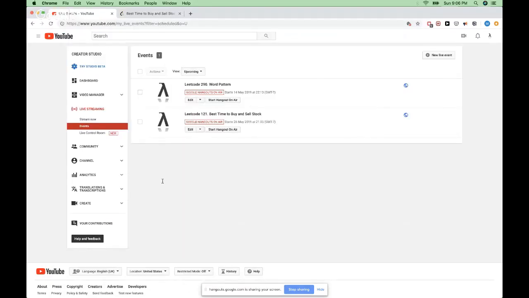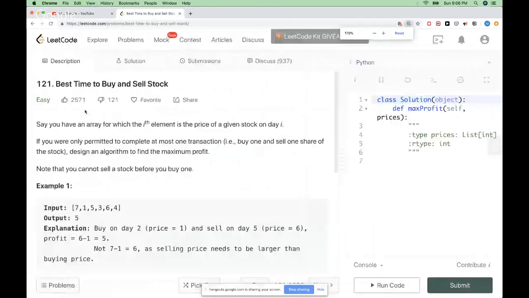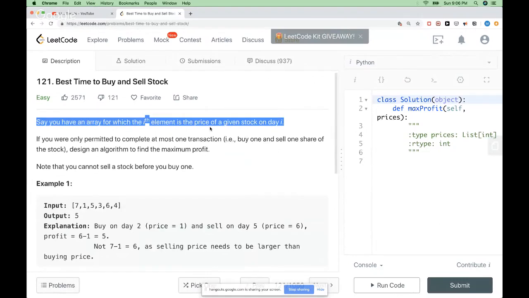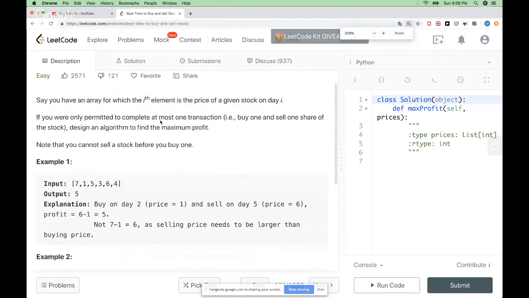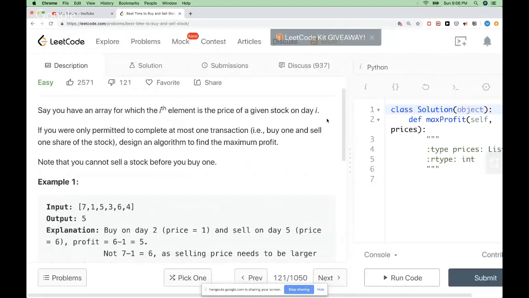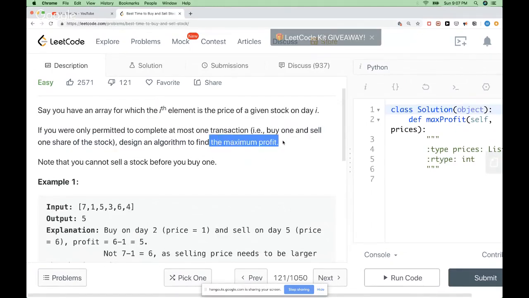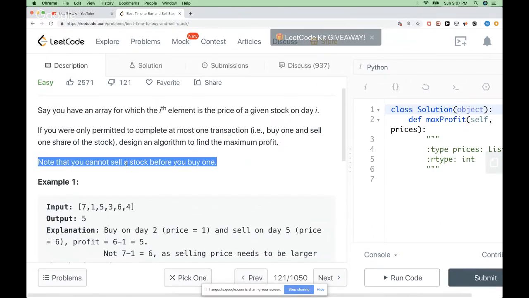Hello. So today we are doing this problem called Buy and Sell Stock. The problem says we have an array for which the ith element is the price of a given stock on day i, and we are only permitted to complete at most one transaction, which is buy one and sell one share of the stock. We want to design an algorithm that allows us to find the maximum profit. Note that you cannot sell a stock before you buy one.